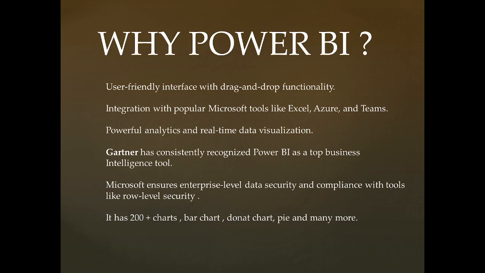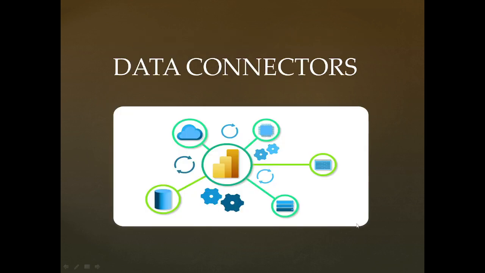As I also said before, Power BI has 200 plus different kinds of charts. Here are just some of the names, but there are many different charts we can use through Power BI. Now there are different kinds of data connectors in Power BI. What are those? We can connect files from Excel, PDF, web, and many different kinds of things. Once we enter into Power BI, we will see that.